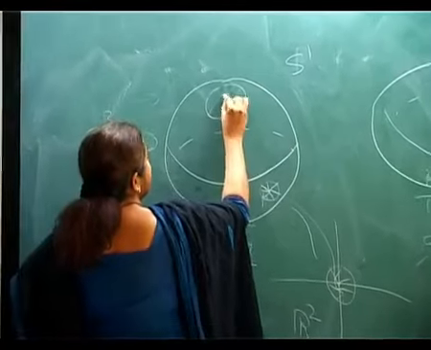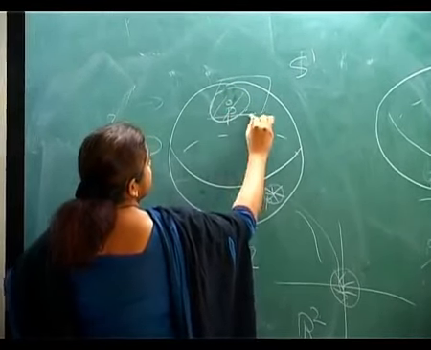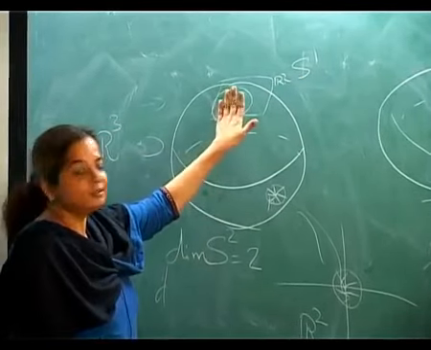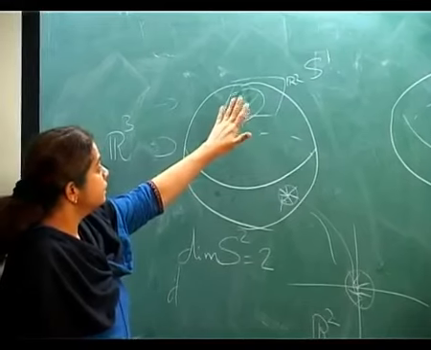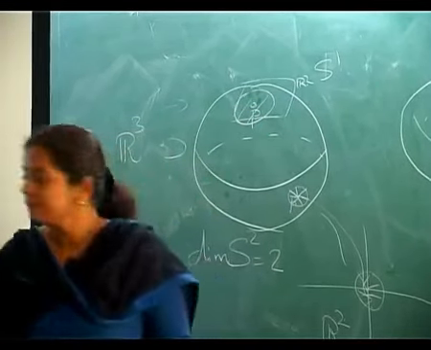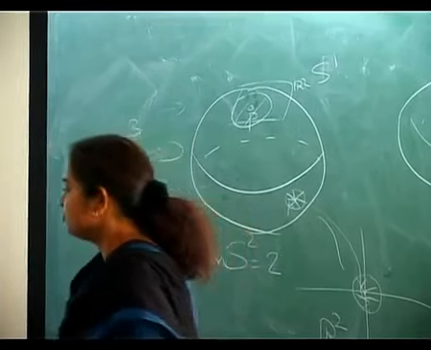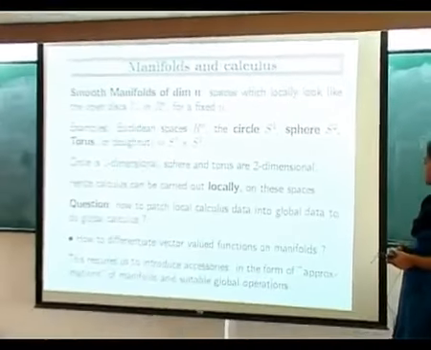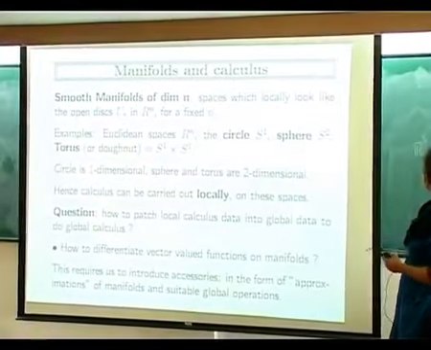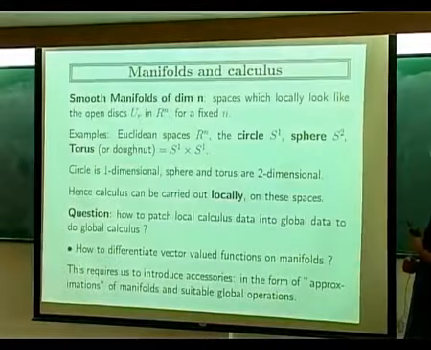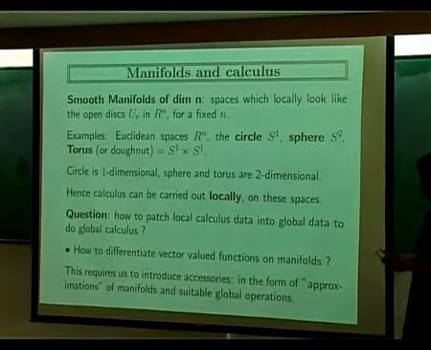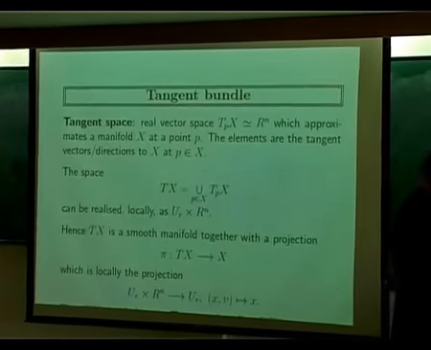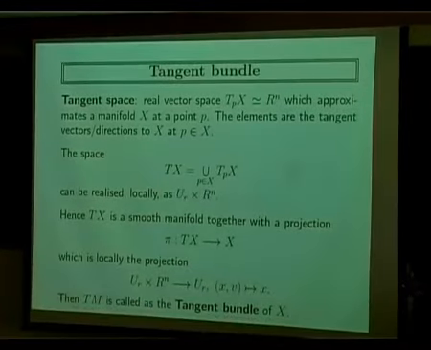So actually at any point you attach R2. So this is somehow saying that you flatten your open subset around any point. This is called, in a naive way, the approximation of a small open subset to a given point. And then you can think that you are actually doing calculus on this R2, on this plane attached to any point. So this motivates a definition of tangent bundle.